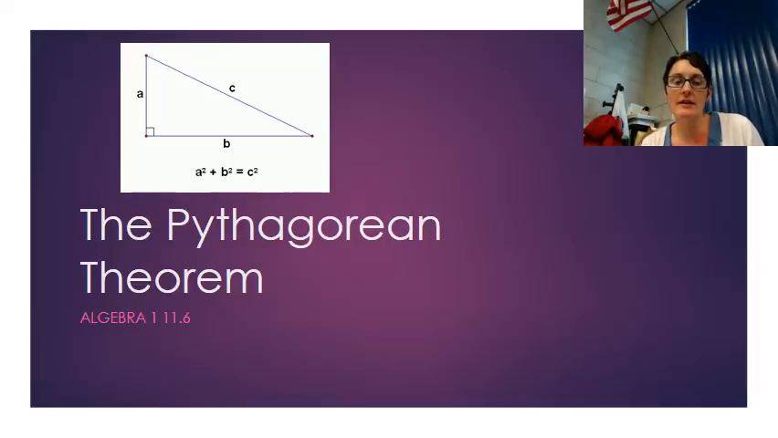Okay, today we're going to look at the Pythagorean Theorem and how we can use that in everyday world problems. Let's look at an example here. A basic example is a right triangle like this, in which we know our hypotenuse is 15 and this leg is 12. We do not know this leg.